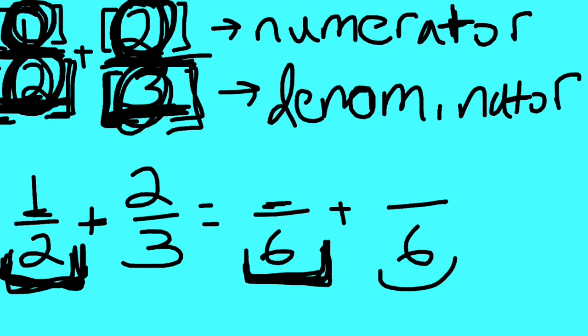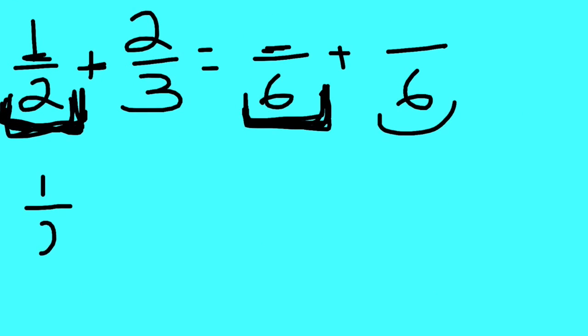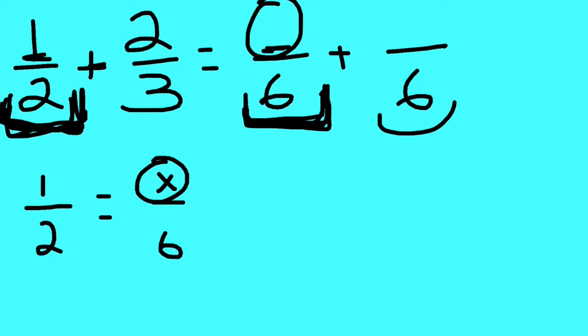So one thing you might ask yourself is that 1/2 equals what over 6? So 1/2 equals x over 6. You're trying to figure out this number. So this number is x, because remember, x is a variable, and variables are missing numbers. So you're trying to solve for that.